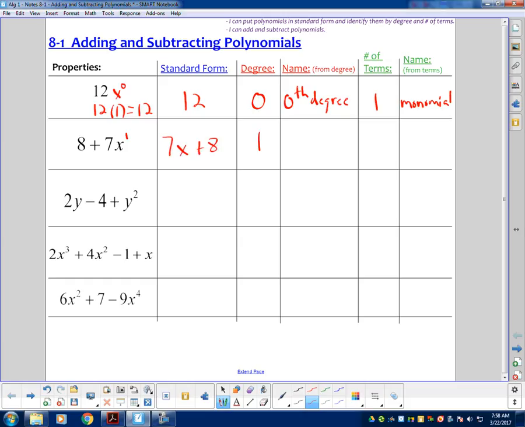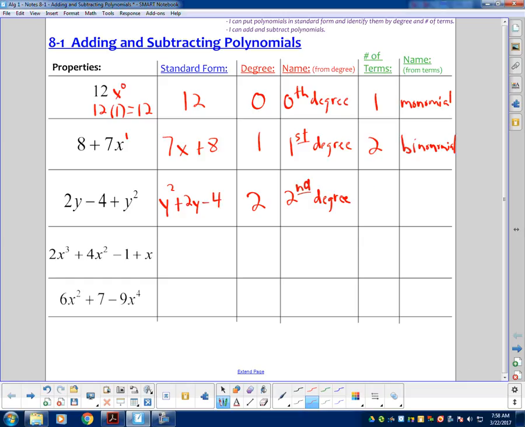This is of degree 1. We call it first degree. And this is made up of 2 terms, and so we would call it, just like a bicycle, a binomial. It has 2 terms. So binomial. Next one on here. Rearranging this in standard form, in descending order of exponents, it would go from y squared to 2y to minus 4. The degree would be second degree, because the highest power on that first term is second degree, second power.